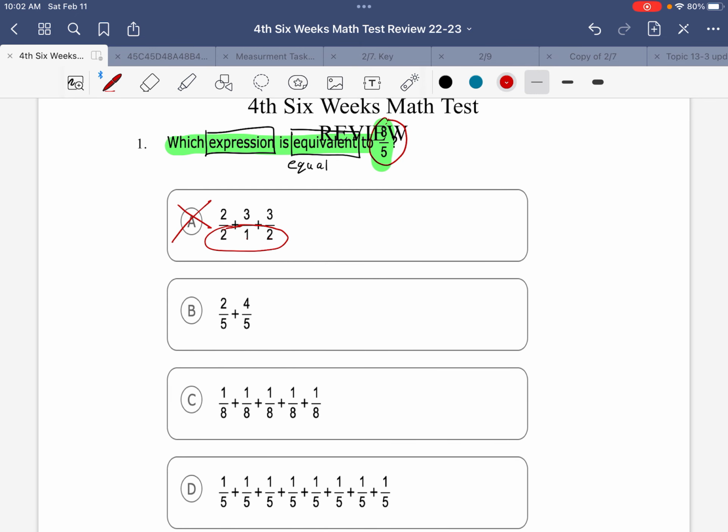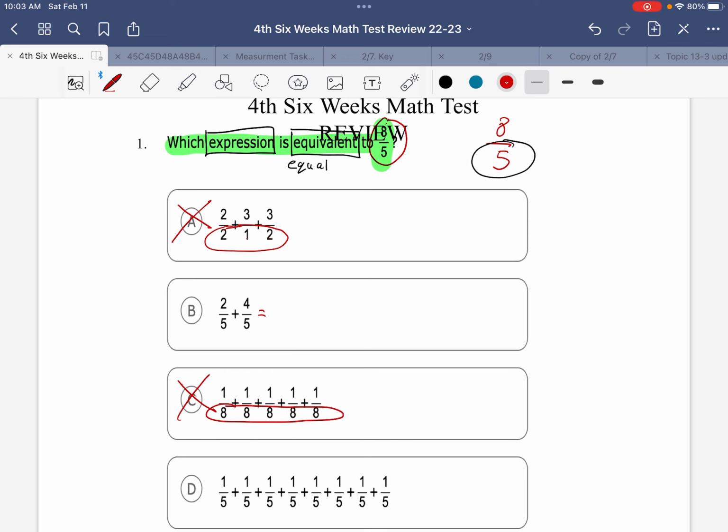If we look at the fraction that they're giving me, 8 over 5, I know my denominator is 5. And I know the denominator never changes. It will always be a 5. So I can already get rid of C, okay? So now I'm left with B and D. So now I'm going to add it.